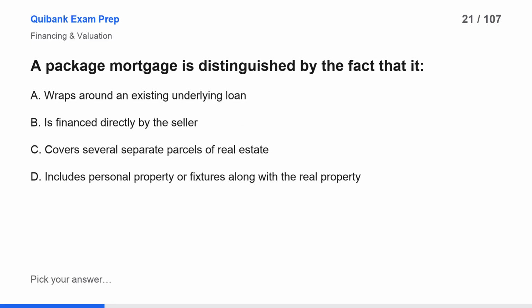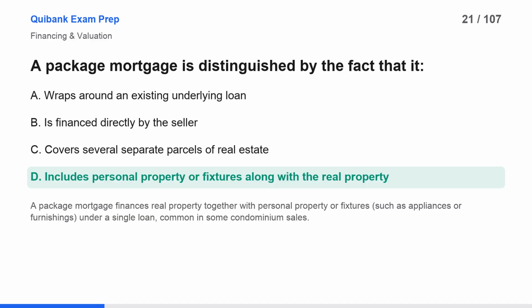Question 21. A package mortgage is distinguished by the fact that it A. Wraps around an existing underlying loan. B. Is financed directly by the seller. C. Covers several separate parcels of real estate. D. Includes personal property or fixtures along with the real property.